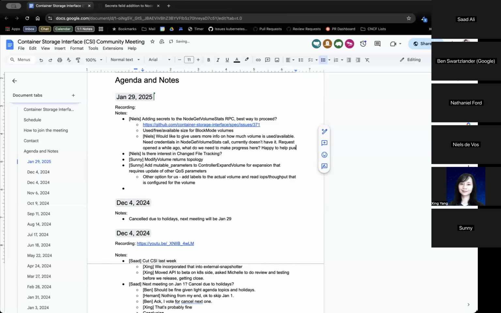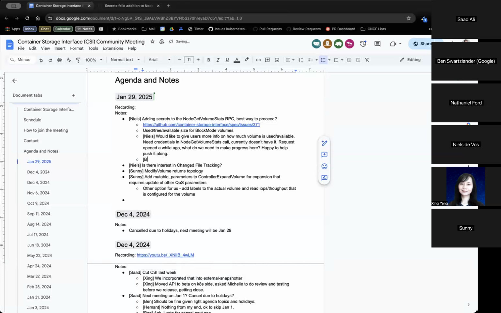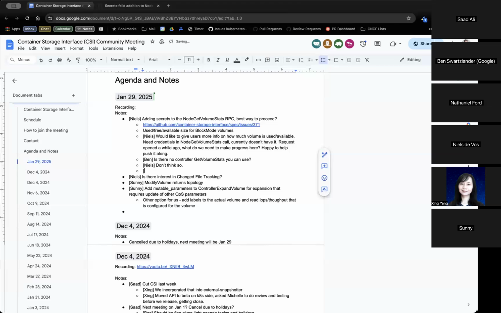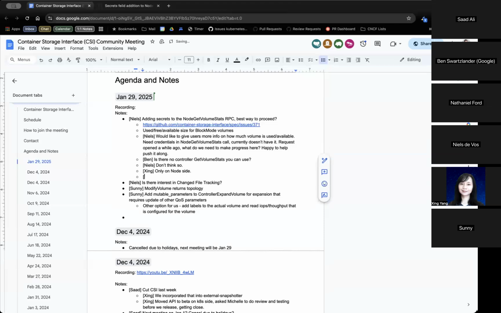Before we get to the topic about the secrets, just on the specific issue, is there not a controller get volume stats that we can use? I can't remember. I'm looking right now. I don't think so. Does anyone remember? Yeah, I think it's only on the node side. So the call always goes to the node. So any secrets that the controller has, you can't get access to. If you need a secret, it must come from kubelet, which means it must be a Kubernetes secret.